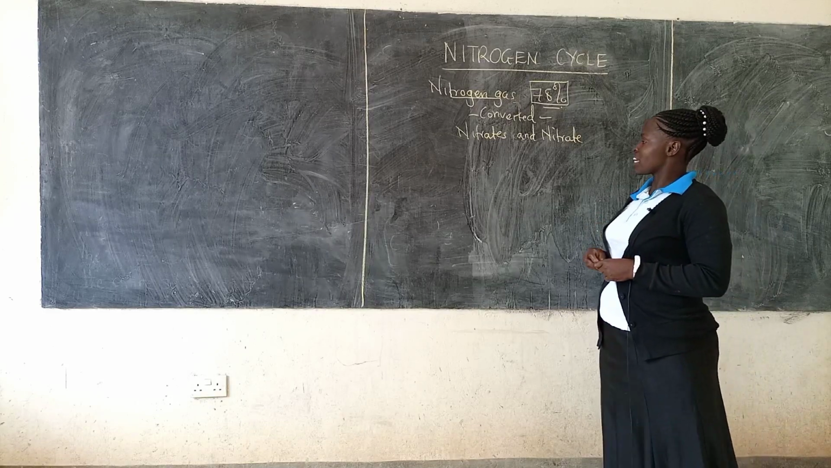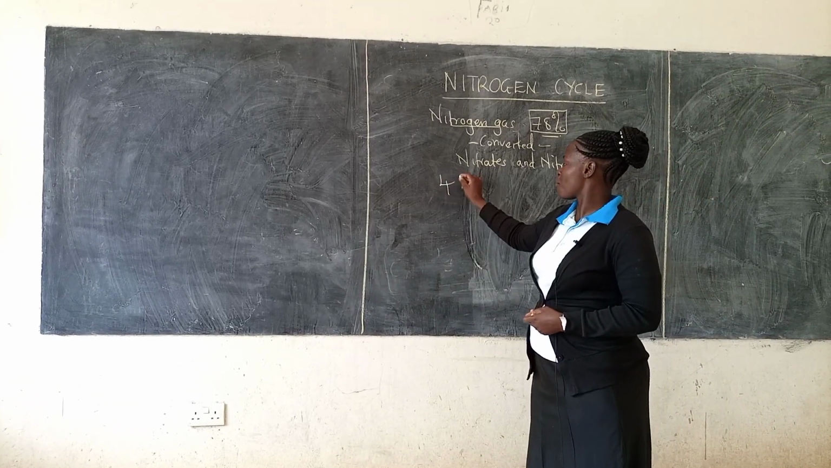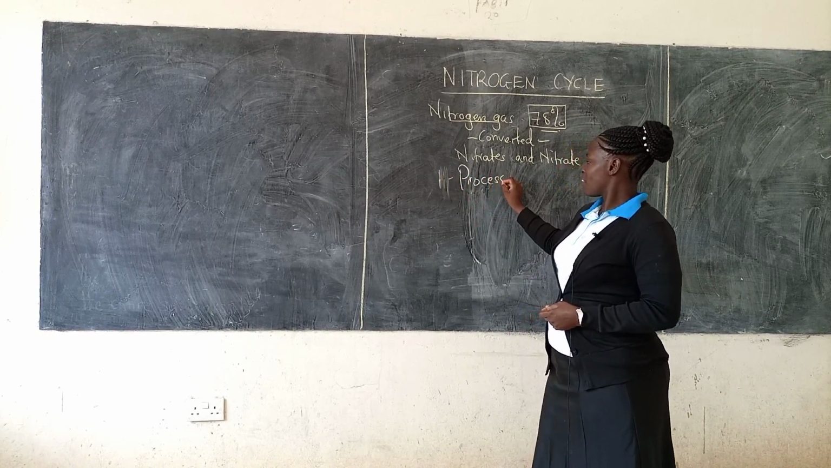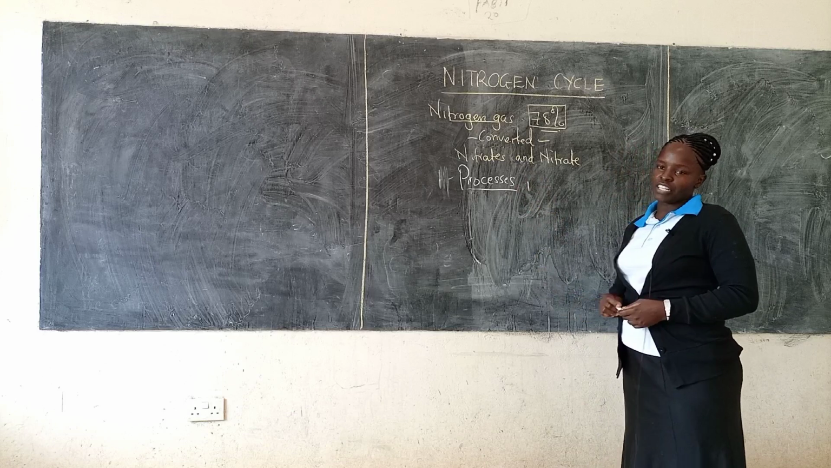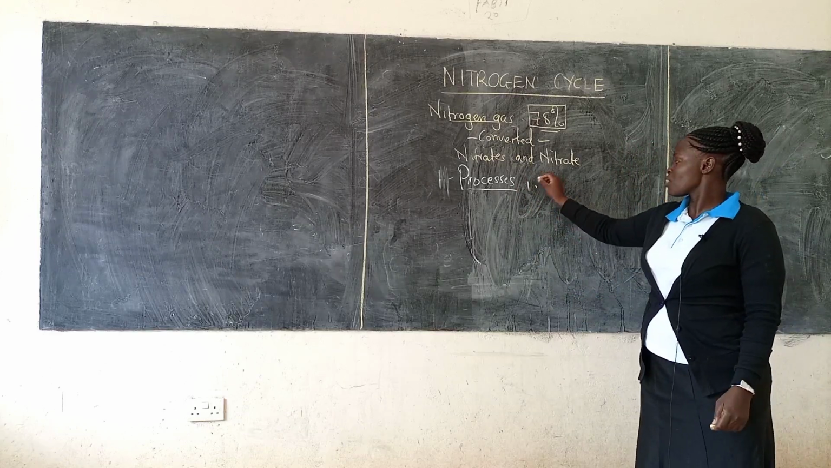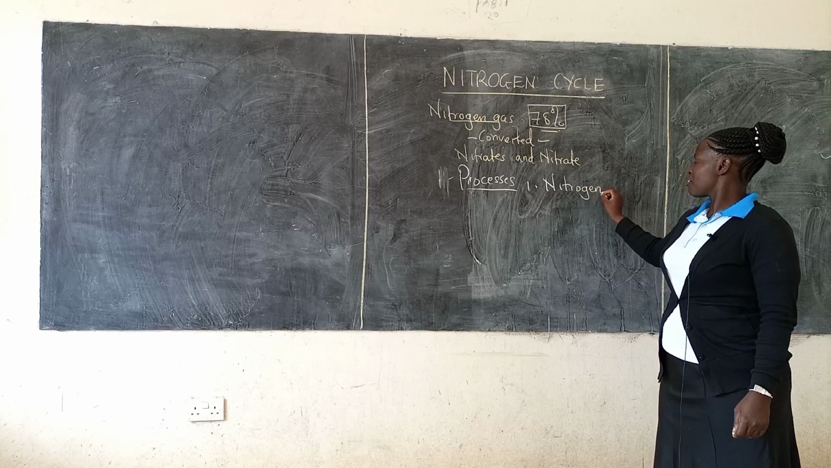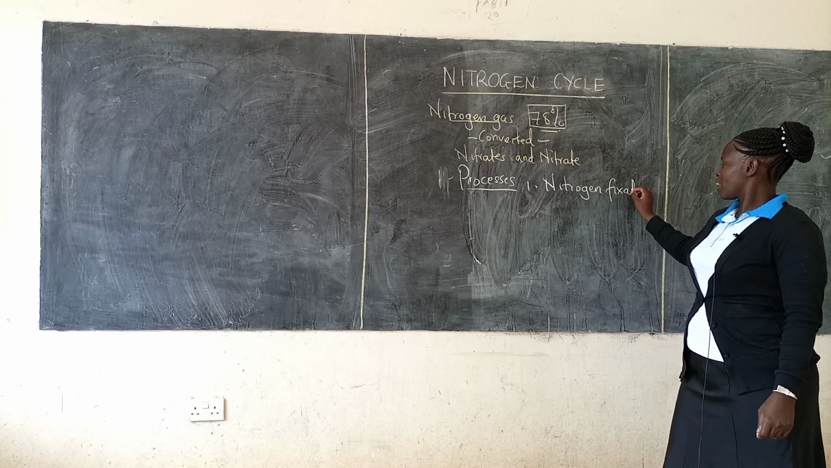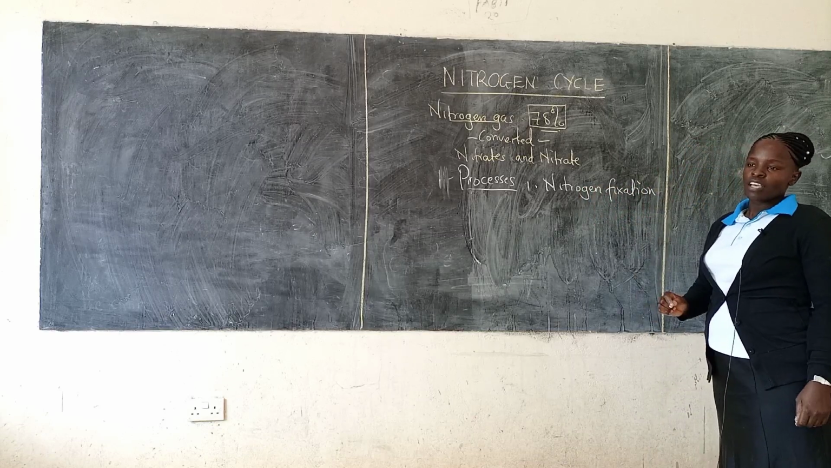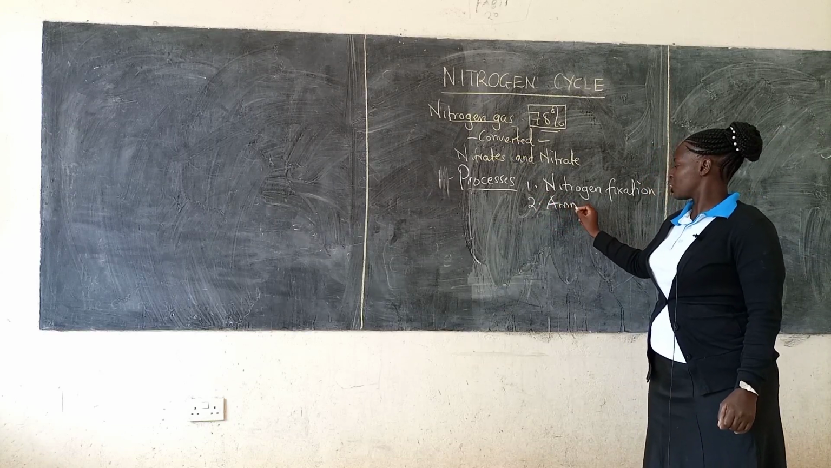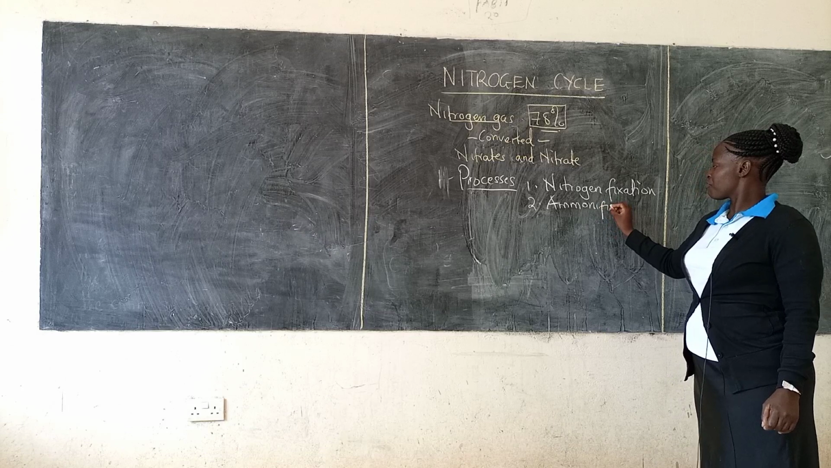So when we talk about the nitrogen cycle, we have four major processes. The four processes that we are going to discuss under the nitrogen cycle. The first process and the most important process is called nitrogen fixation. The second process we are going to discuss is called ammonification.